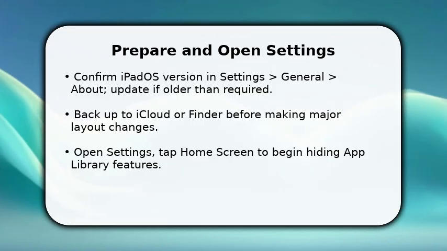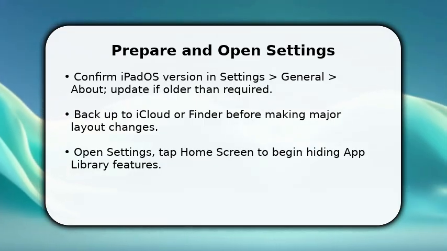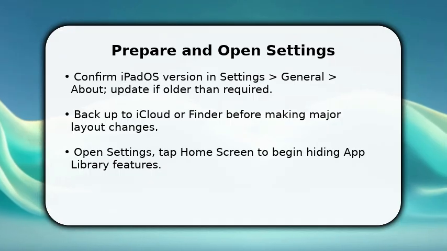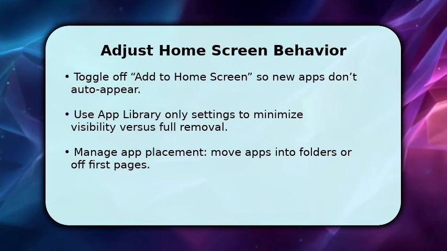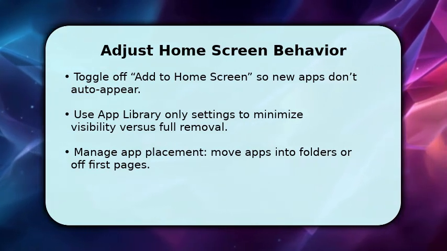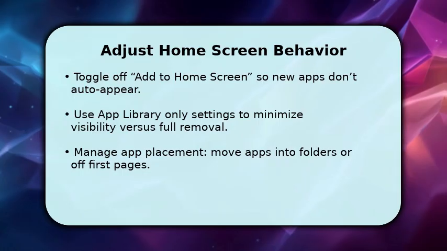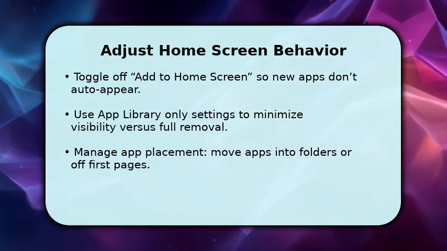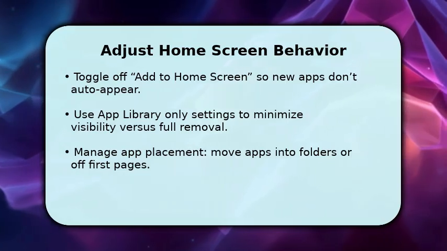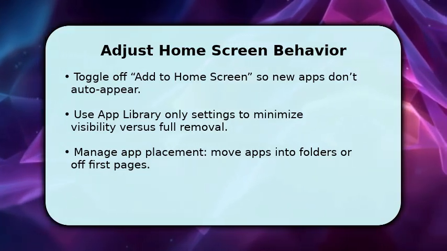First, change the home screen behavior toggle and understand that the goal is to stop new apps from appearing in the app library directly. Now change how new apps are handled. Turn off Add to Home screen so apps land in the app library only, which reduces clutter on pages. Then, manually move visible icons into folders or to later pages to push the app library out of sight.